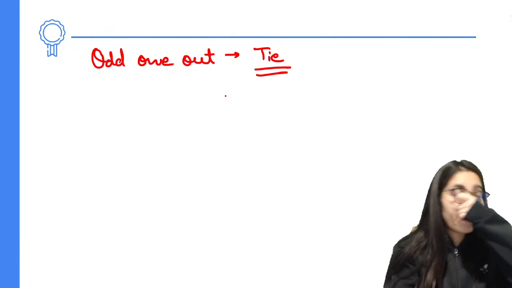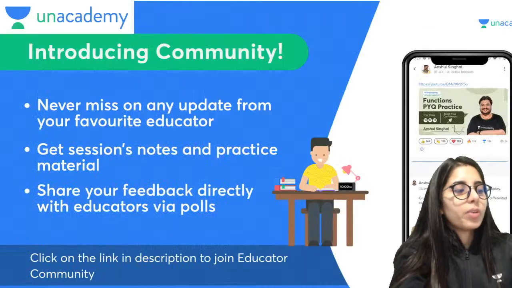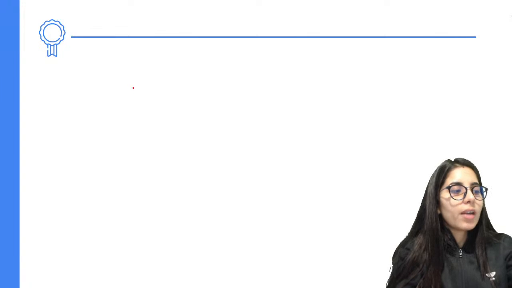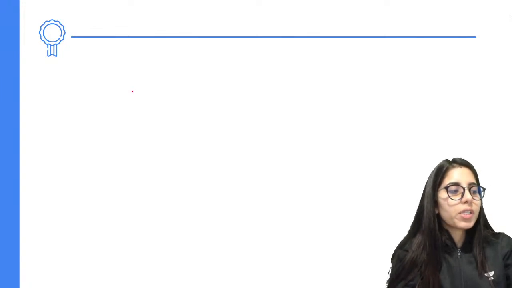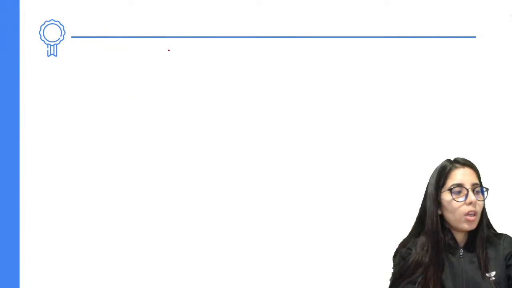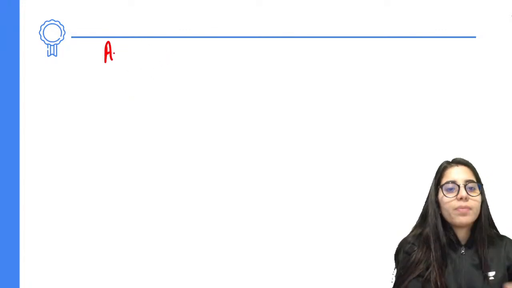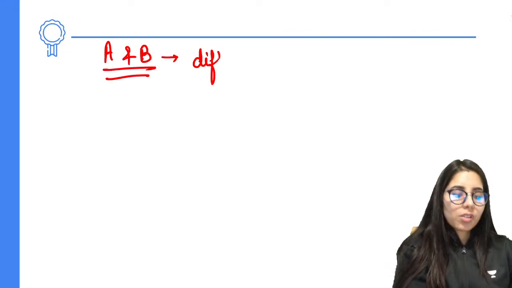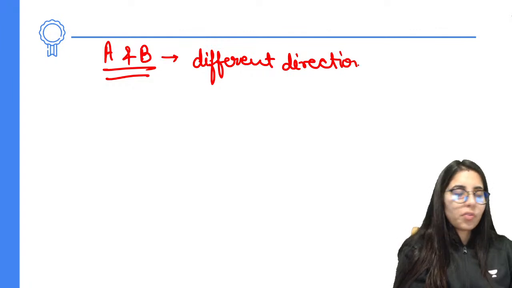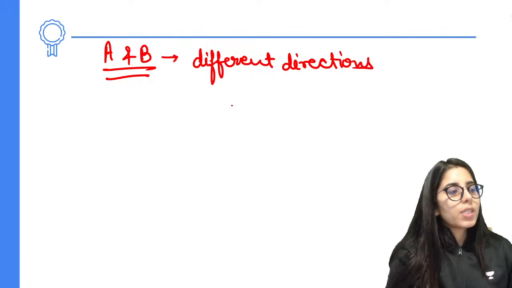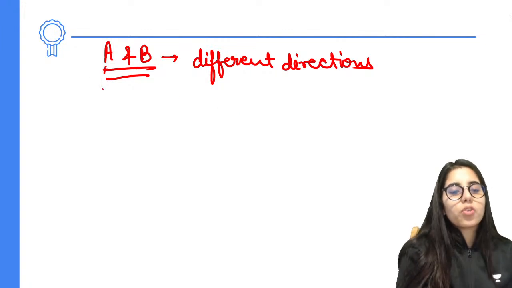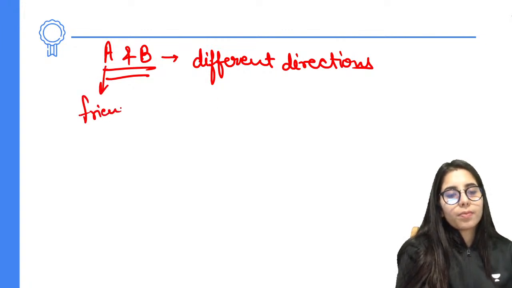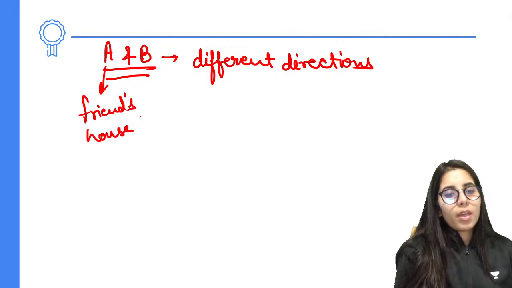The next question is: A and B are brothers who started to walk in different directions to reach a friend's house and a playground respectively. They are walking in different directions. A wants to reach the friend's house and B wants to reach the playground.